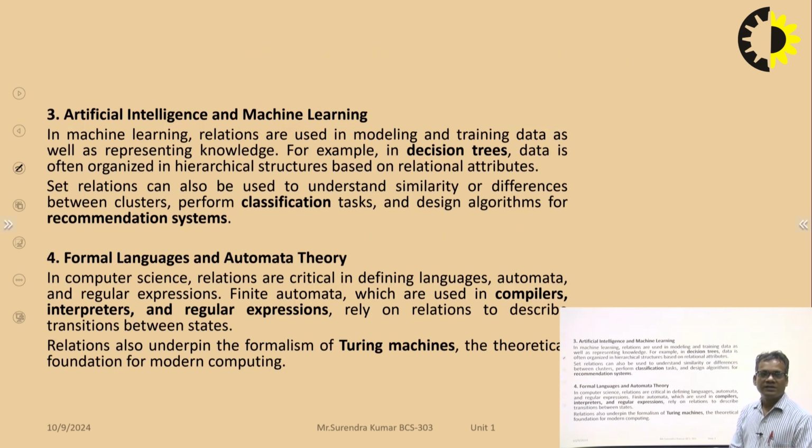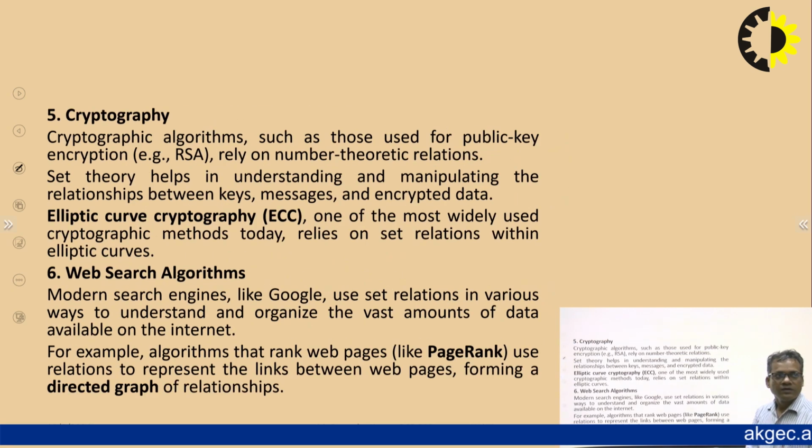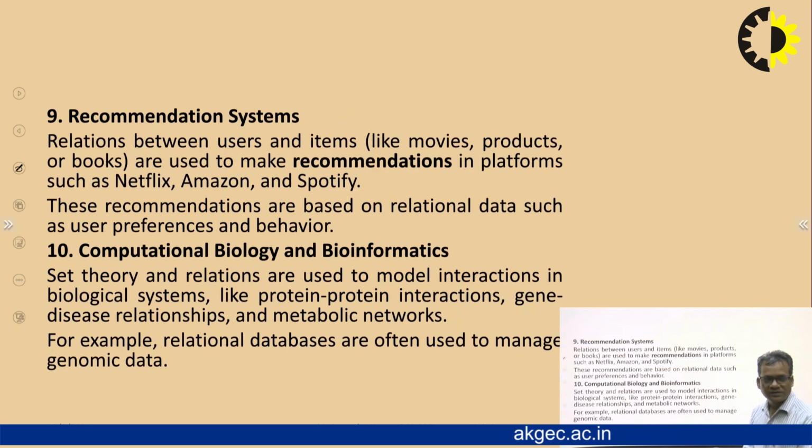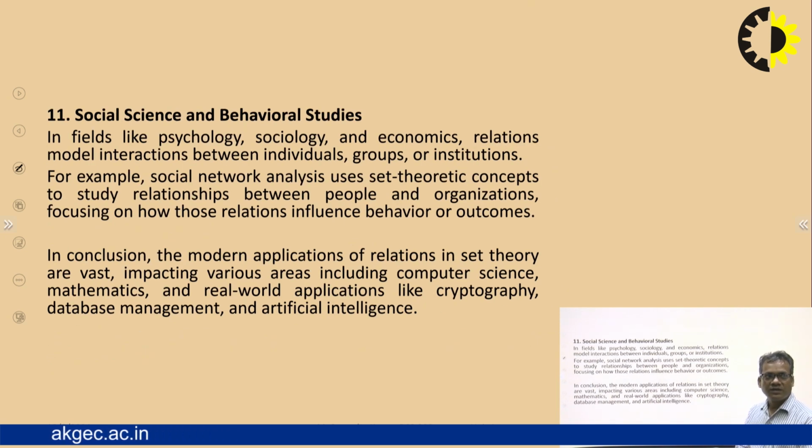Or you have artificial intelligence and machine learning. You can use decision trees with the help of relations. You can use classification problems with the help of relations. Or in formal automata theory, you have regular expressions, and compilers and interpreters basically rely on relations to describe the transitions between states. So there are a number of applications: cryptography, web search algorithms, ontology, operations research, optimization techniques, recommendation systems, computational biology, and bioinformatics. So you have a number of real life applications of relations, like in social media, in behavioral analysis of persons.